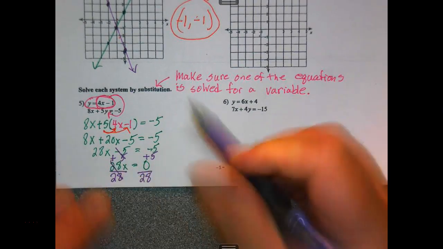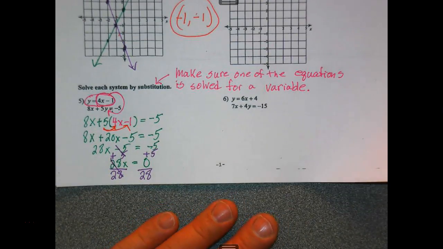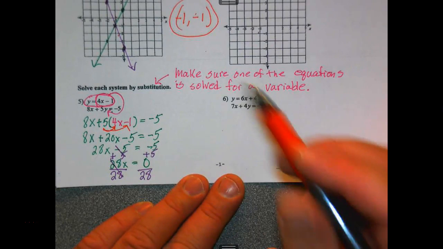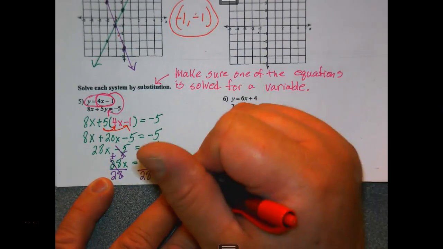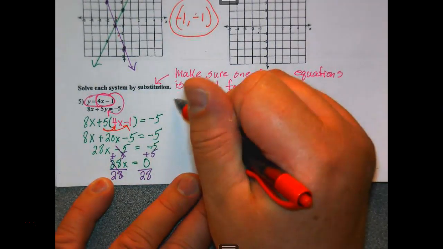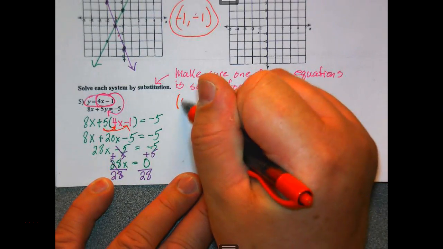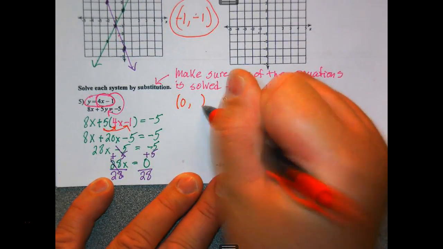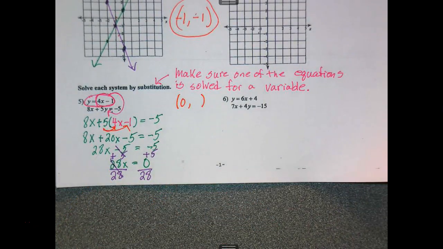Now, you can divide 0 by a number, but I can't have 0 in the denominator. 0 divided by 28 is 0. So I know my x is 0. So we have a point here that they're going to intersect at.